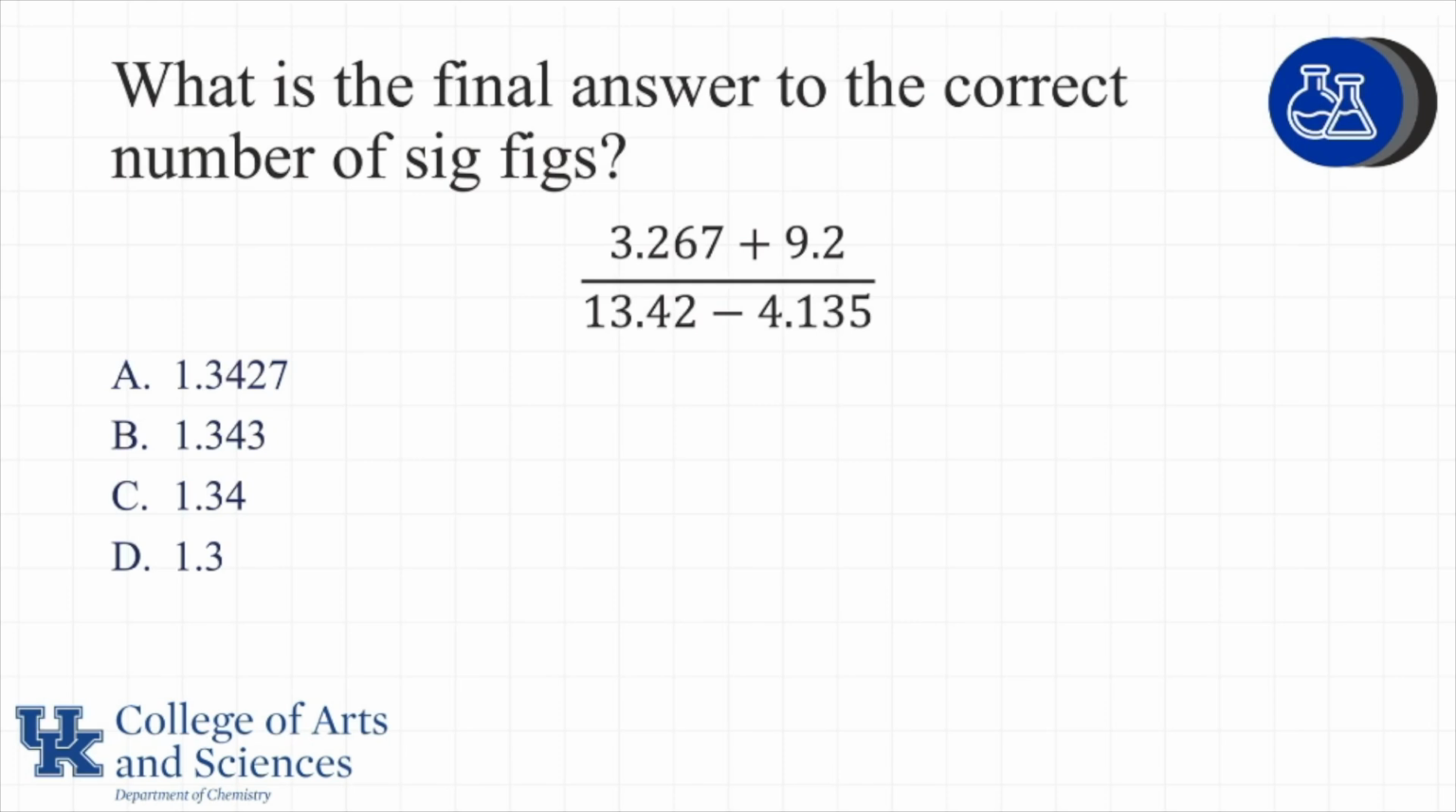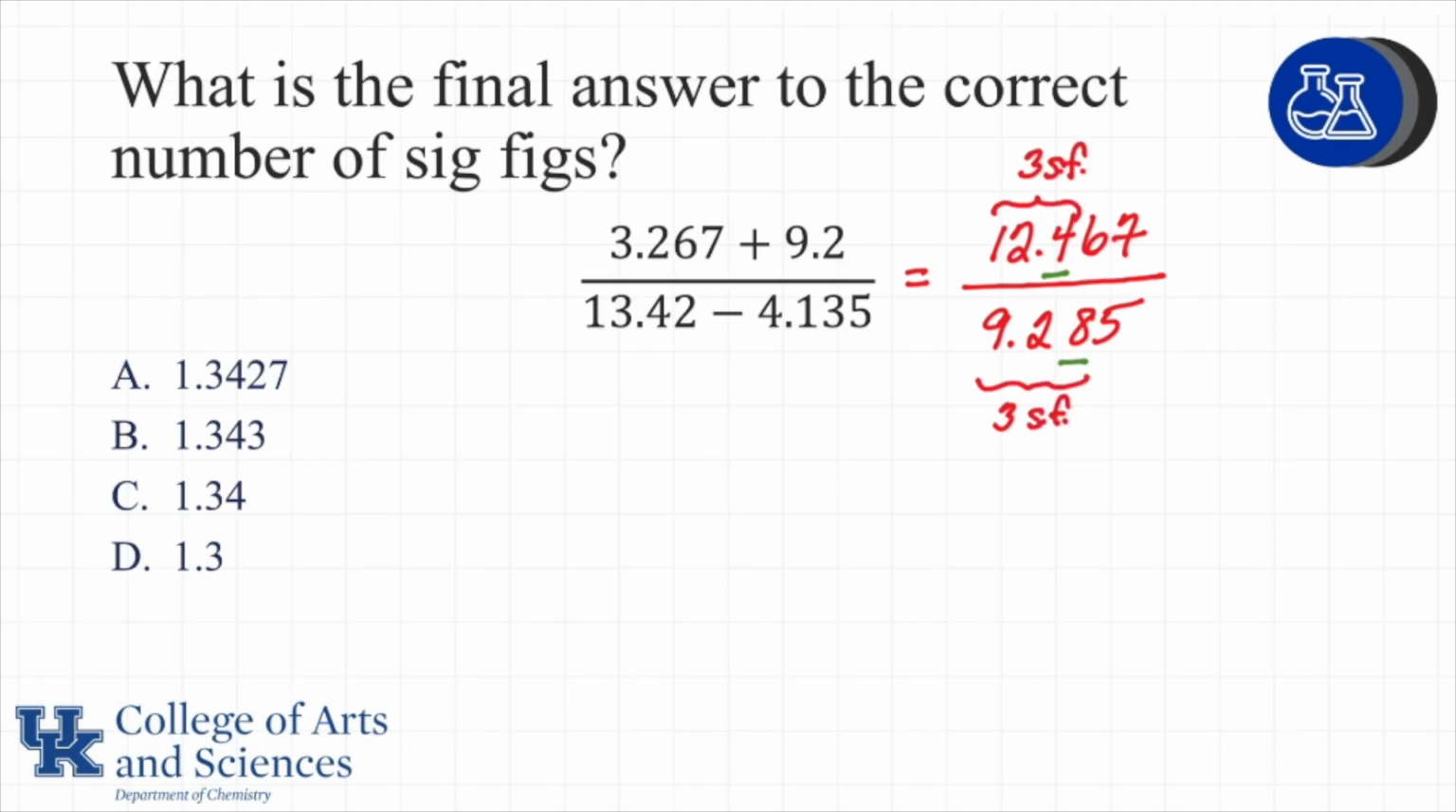Now we've done the numerator and the denominator. Let's bring that together. So we have our answer from the first step of 12.467, and the 4 was the last digit we can count as significant. For the denominator, we have 9.285, and the 8 was the last digit we can count as significant. So now, when we're looking at the division step, we're looking at the least number of significant figures instead of the least number of decimal places. And the number on the top has 3 sig figs, as well as the number on the bottom. So our answer should also have 3 sig figs.